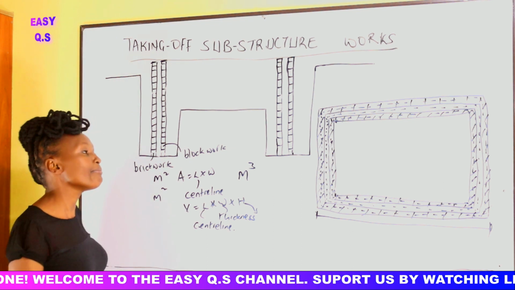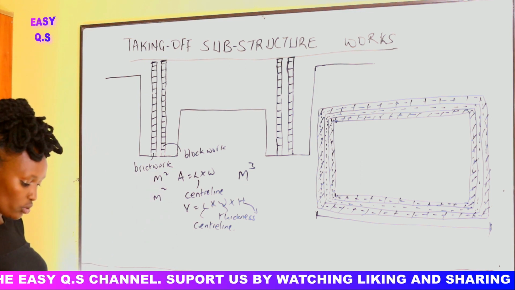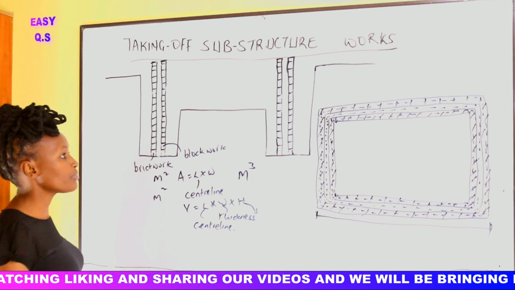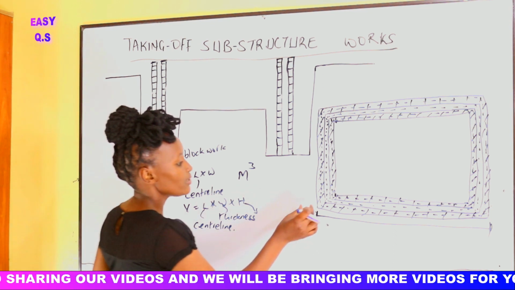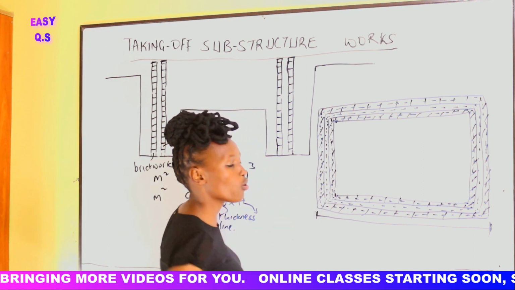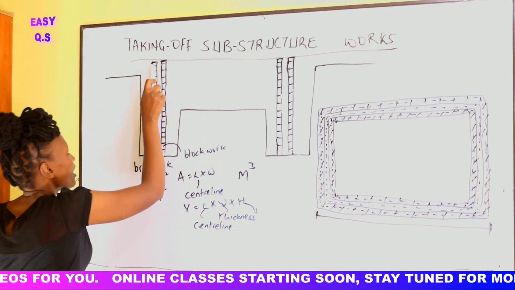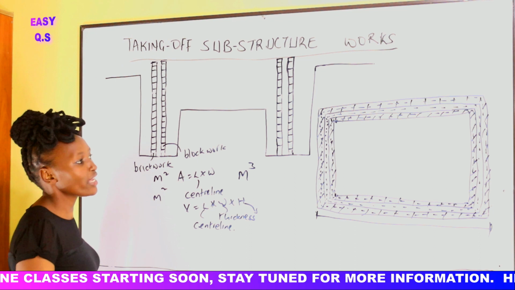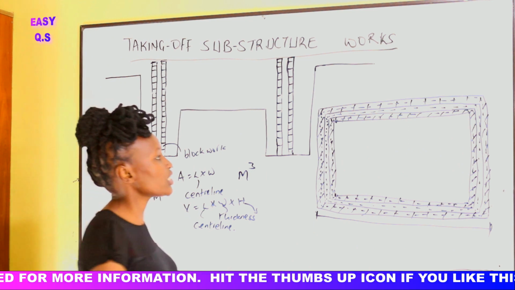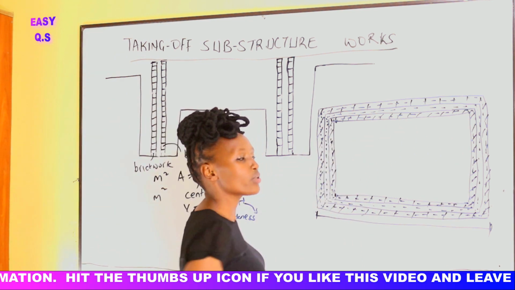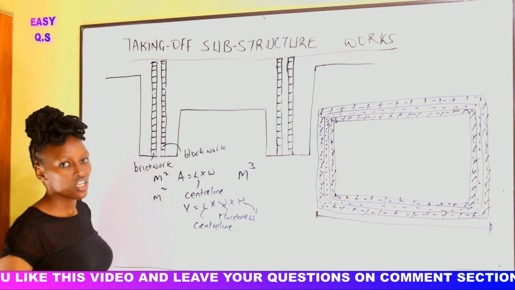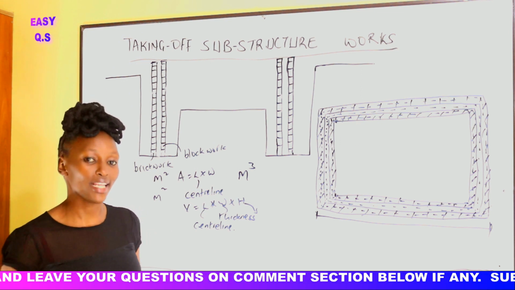So the DPC is usually measured in terms of linear meters. The DPC is placed above the brickwork and above the blockwork for the foundation. Here, above here, all around the building. So we shall calculate the center line of the brickwork for the DPC for the brickwork. Then we shall take the center line for the blockwork to get the length of the damp-proof course for the blockwork. Alright, so DPC is usually measured in linear meters.